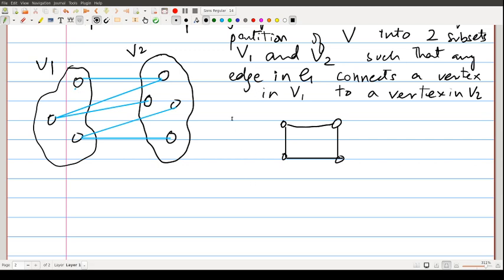So cycles, we're not talking about directed graphs, so there's no notion of in degree and out degree. A cycle is an undirected graph. If there are no arrows, then it's an undirected graph.